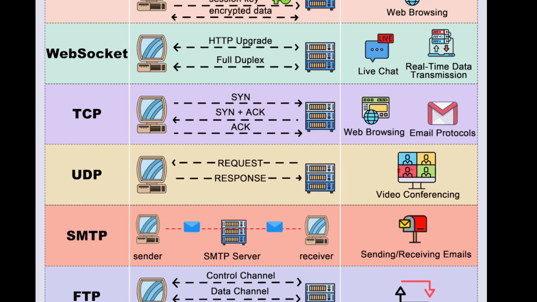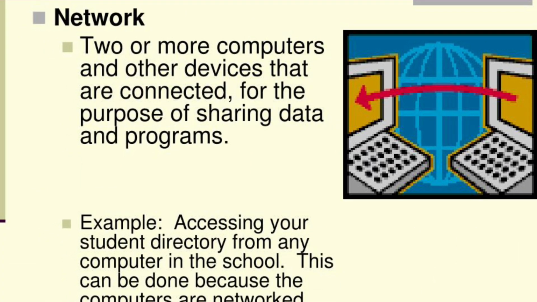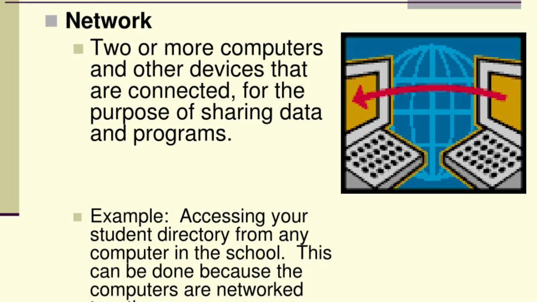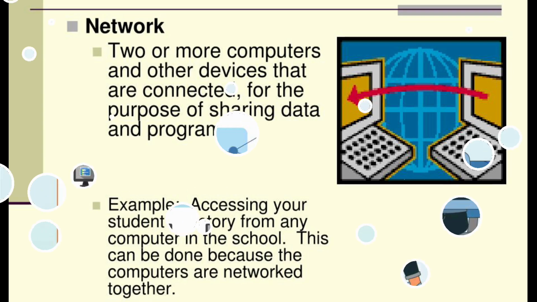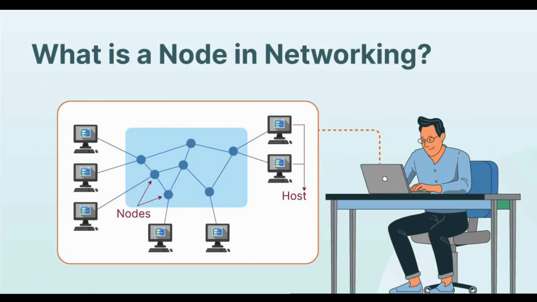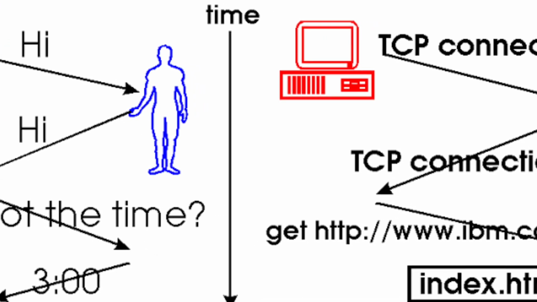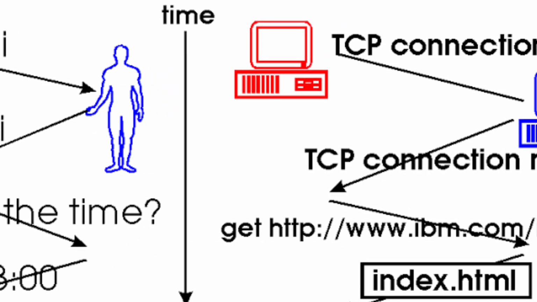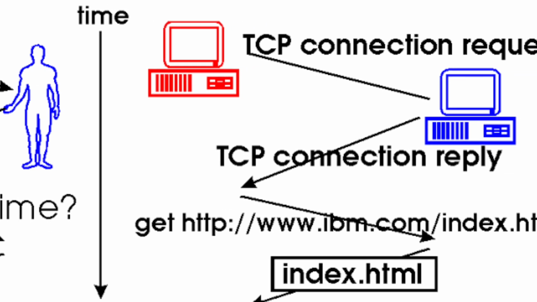Basic terminology of computer networks. Network. A network is a collection of computers and devices that are connected together to enable communication and data exchange. Nodes. Nodes are devices that are connected to a network that can include computers, servers, printers, routers, switches, and other devices. Protocol. A protocol is a set of rules and standards that govern how data is transmitted over a network. Examples of protocols include TCP/IP, HTTP, and FTP.